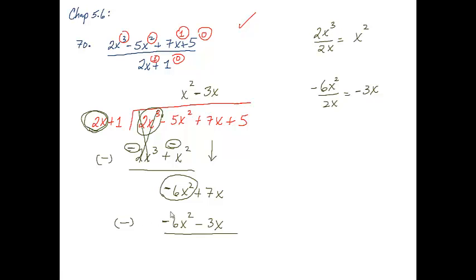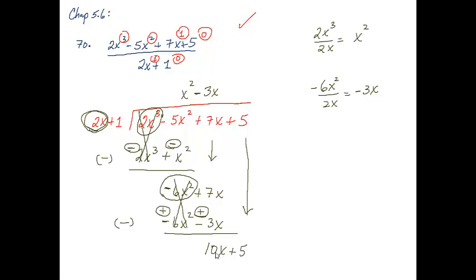Then we subtract, which means we need to change the signs once again. So this minus becomes a plus or a positive. This minus becomes a plus or a positive. And then we go ahead and combine the terms. So we have negative 6x squared plus 6x squared. Well, that cancels out like it's supposed to. And then we have 7x plus 3x, which is actually 10x. And then the 5 drops down, plus 5.